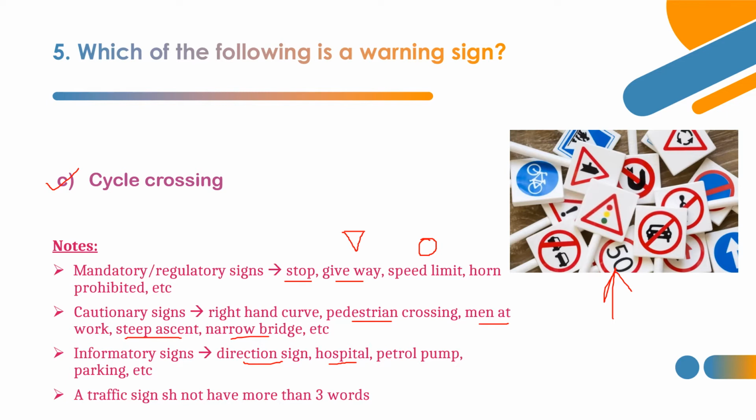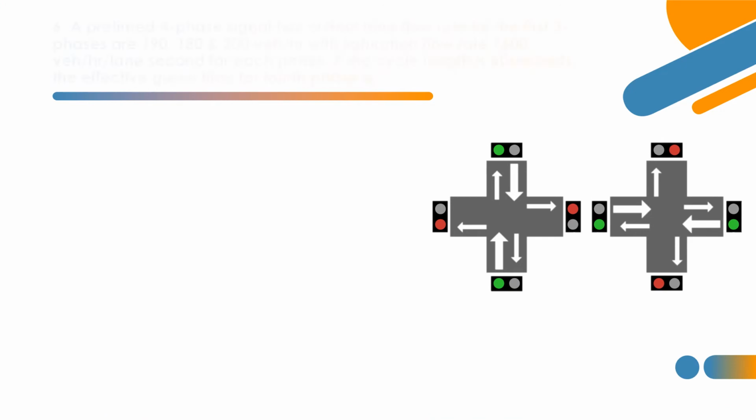A traffic sign should not have more than 3 words. This is one basic criterion to be followed in traffic sign installation. So in a traffic sign, there should not be more than 3 words. Now let's see some other questions. Now let's see the sixth question.